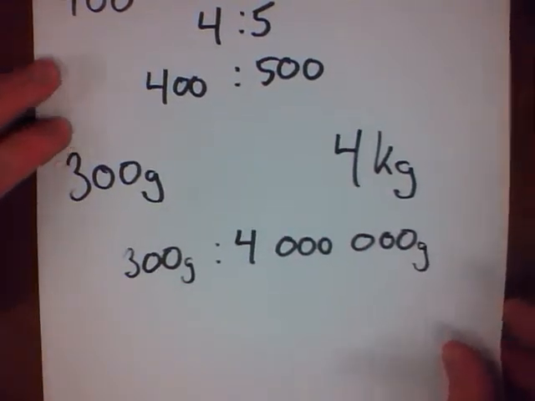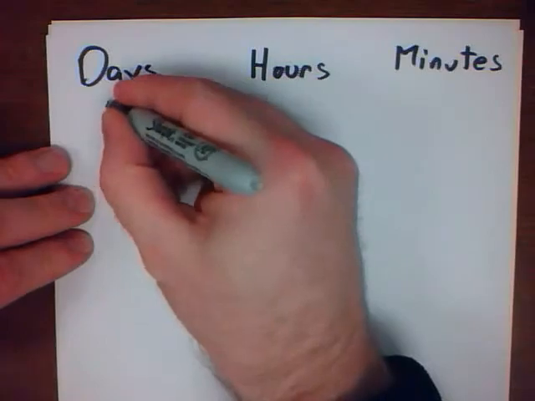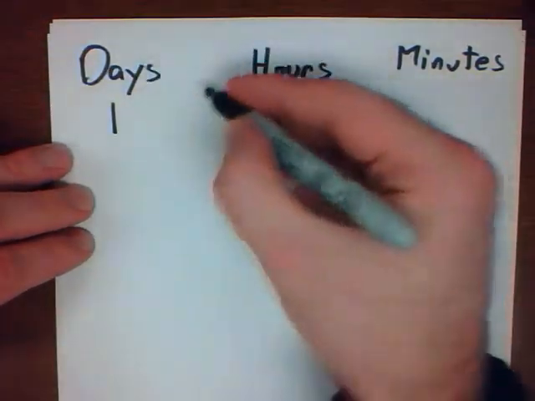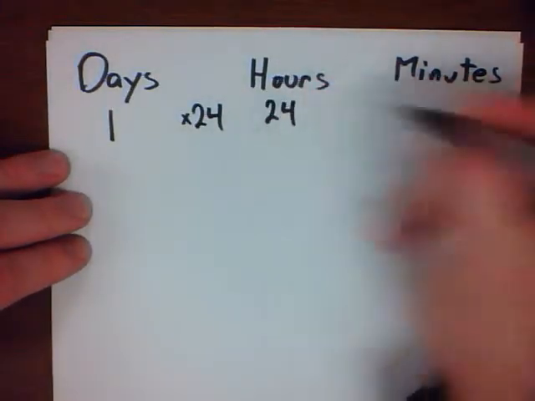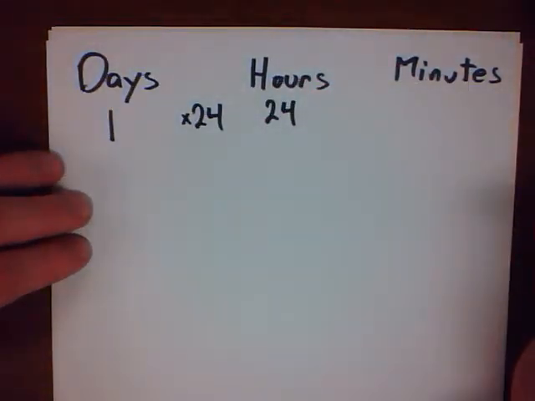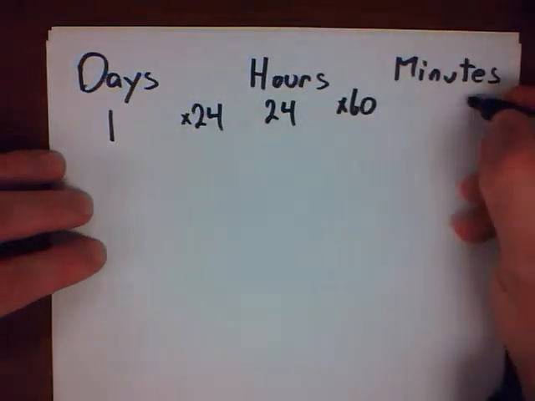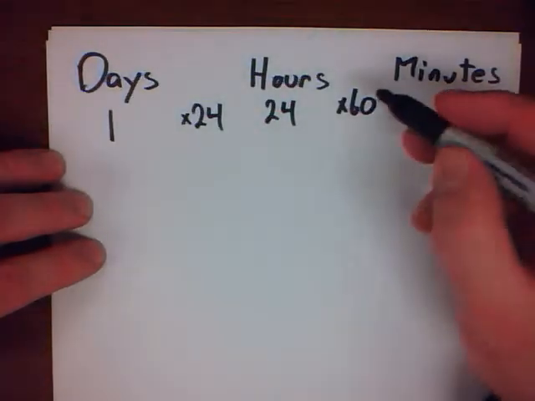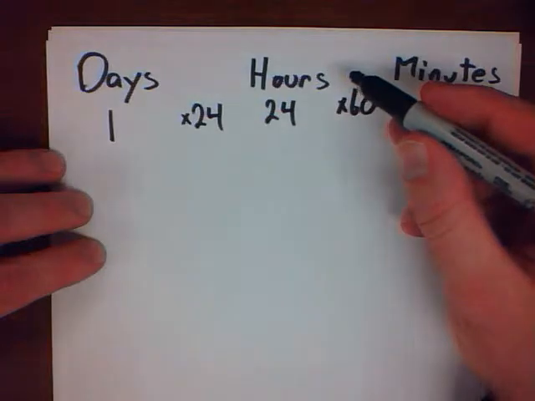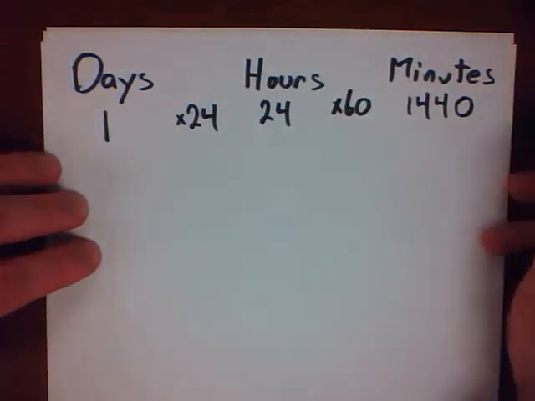Now, one other conversion, just in case any of you forget how to do it, what happens if there are time conversions? Some people forget how to do this. If I have one day, well, there are 24 hours in a day, so I get 24. Now, how many minutes? Well, you got to times by 60. 6 times 4 is 24, carrying 2. And if you wanted seconds, you'd go times by another 60.